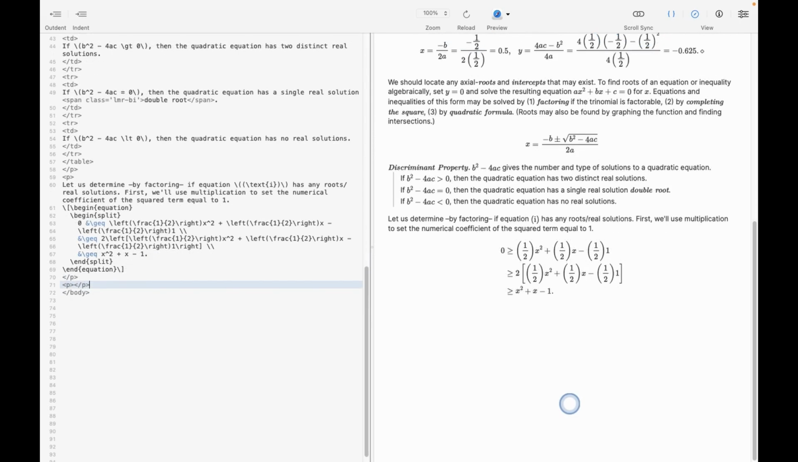Great. So now we've rid the equation of any fractions, and we have something a bit nicer to work with. And it turns out that x squared plus x minus 1 is less than or equal to 0. Let's see if this is a perfect square trinomial.